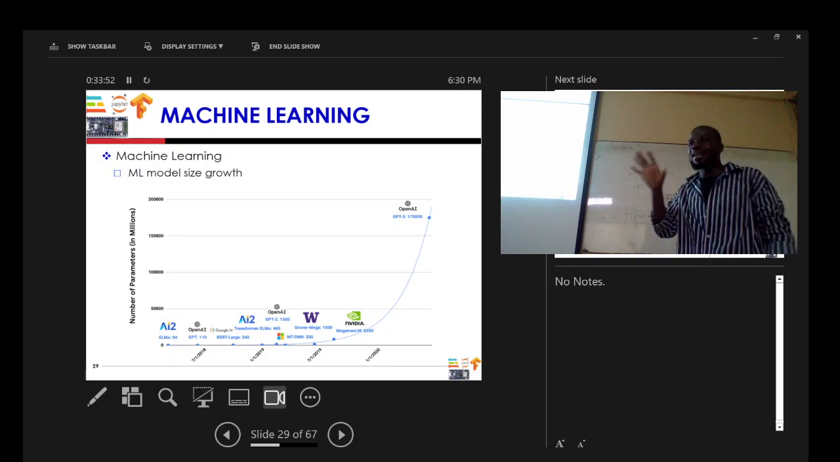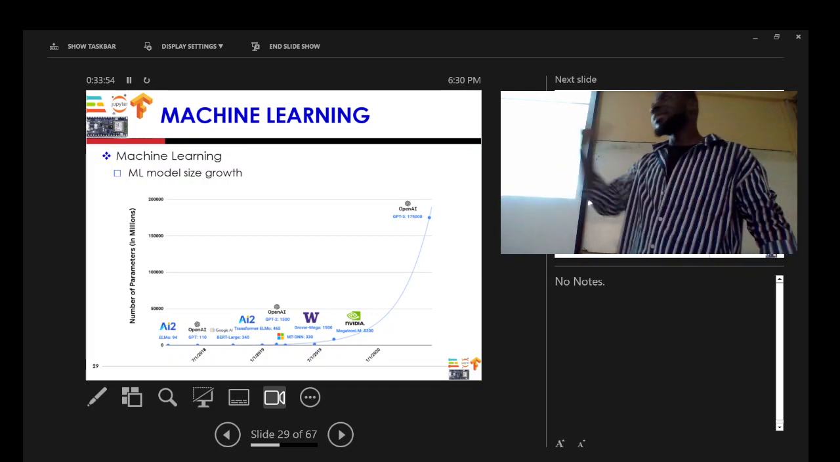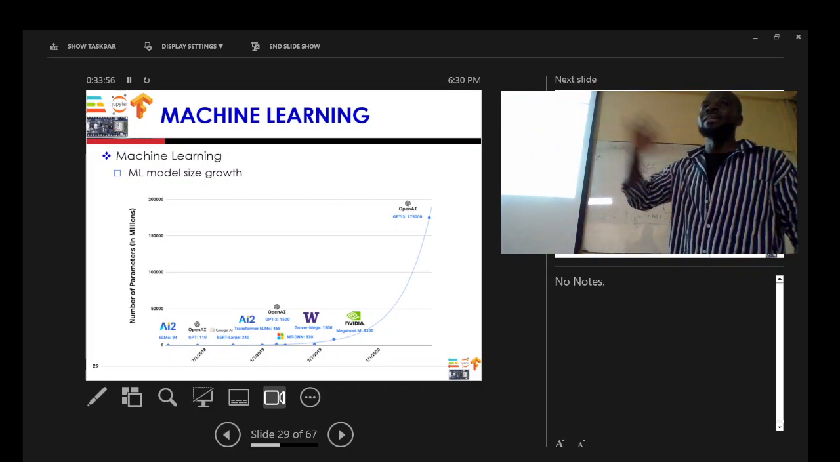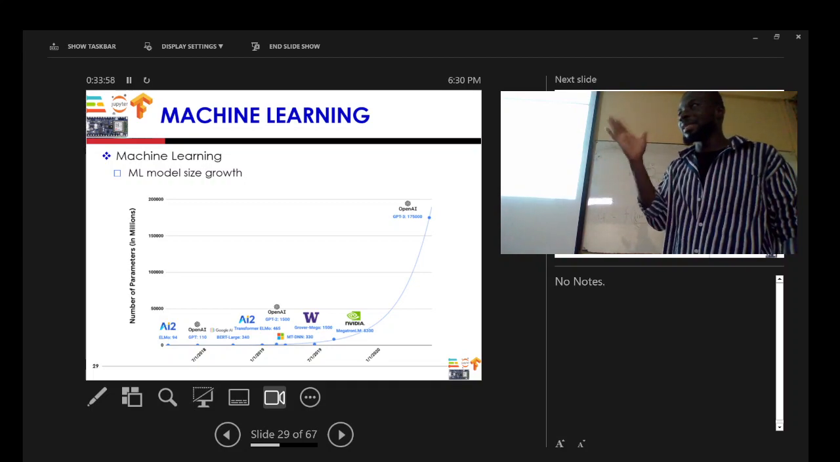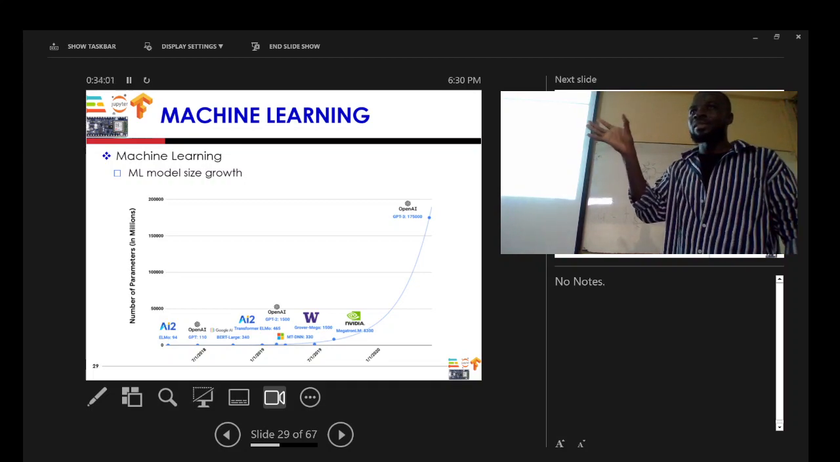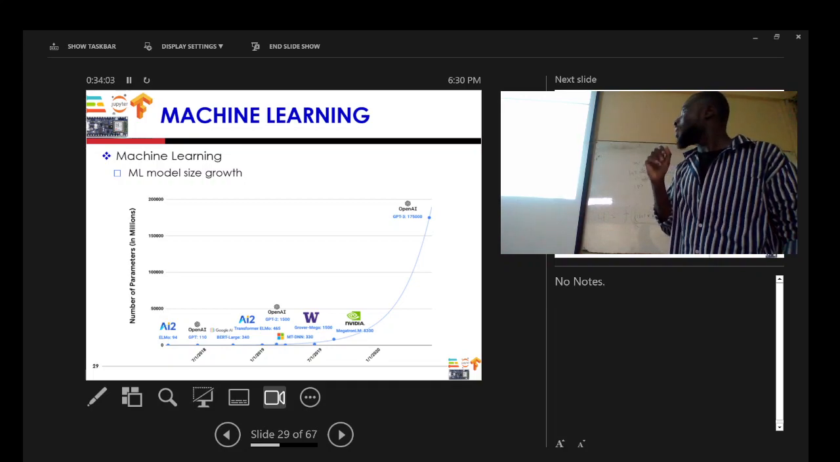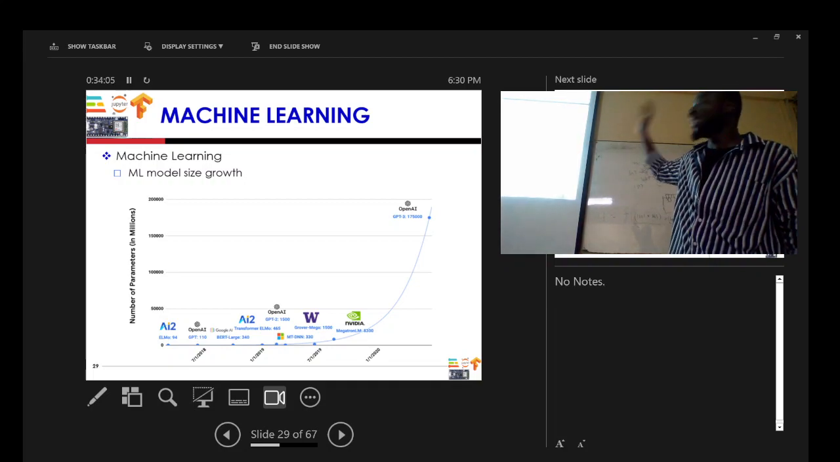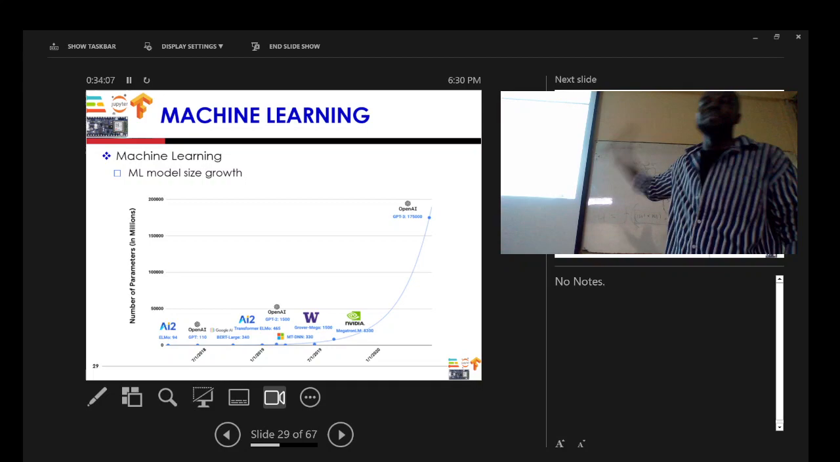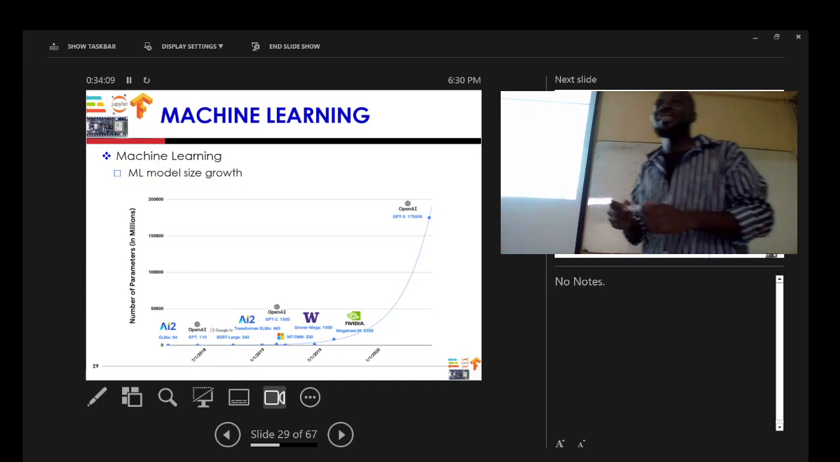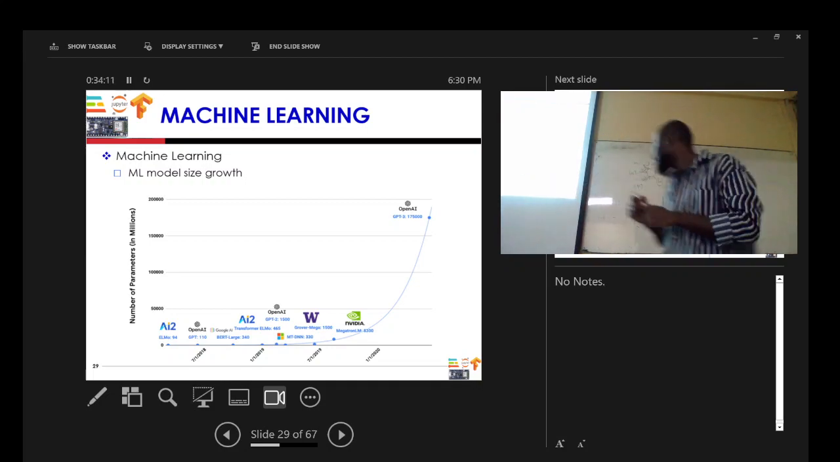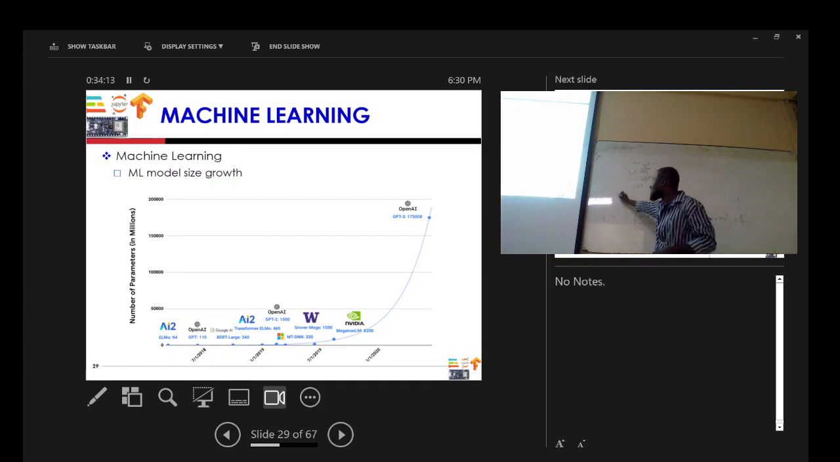So let's look at the machine learning algorithms running right now in today's world, and let's see how many parameters they are using. Very important. If you look at ChatGPT, I believe many of you have used it before. ChatGPT is a form of machine learning. It's called an LLM. It means what?